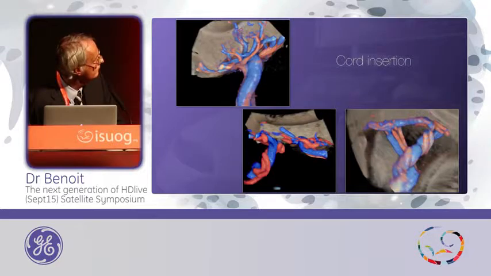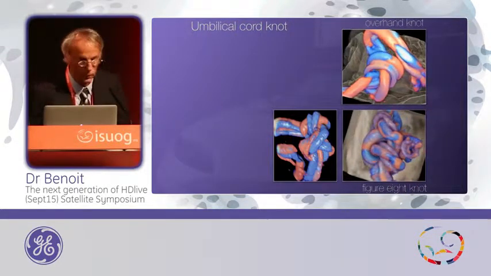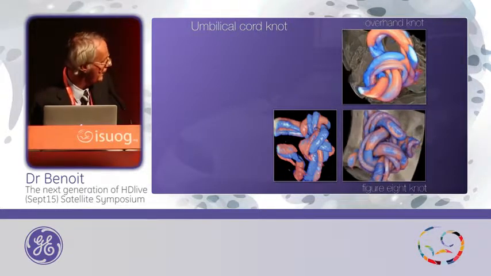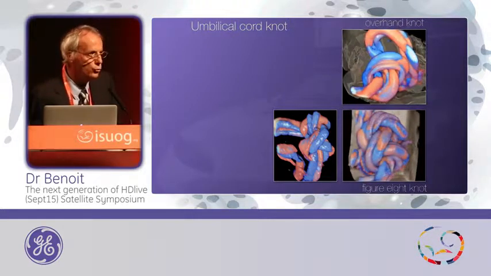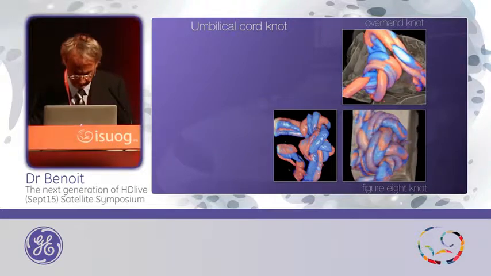Knots. You can see here two types of knots. A standard knot, an overhand knot, and the other one is a figure 8 knot. And it's quite difficult to do, but the fetus knows how to do it. But I will show you how to do it.